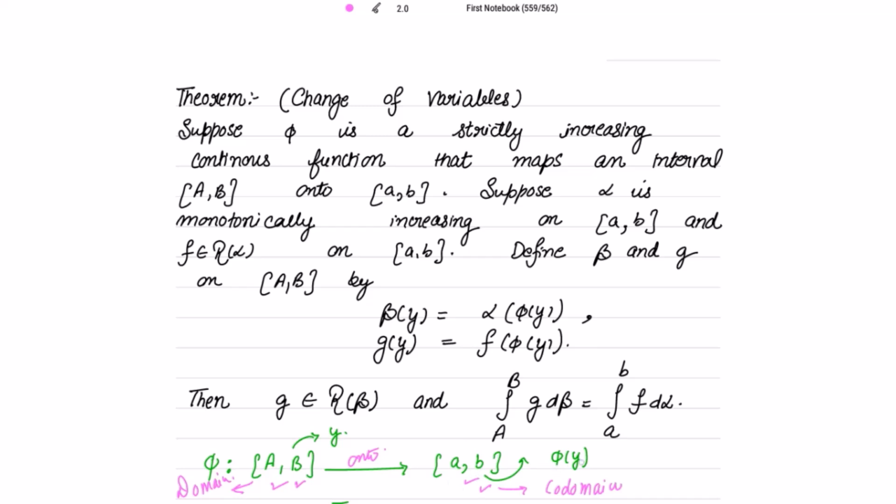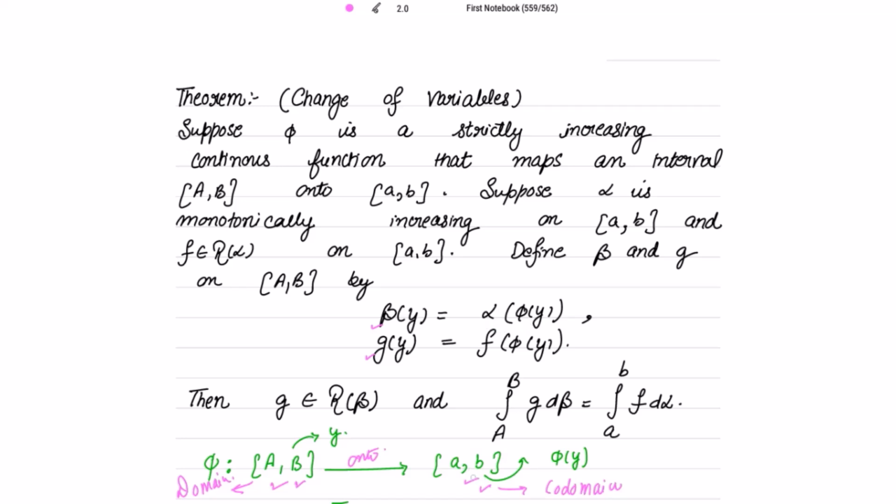Phi of y. And the second thing which is given to us is that we are given two functions which are again defined on this closed interval capital AB. One is beta and one is g. These two are also defined on this interval. What is the definition written over here? Beta of y. Again, if I am having any element y over this, then beta of y will be equal to alpha of phi y.